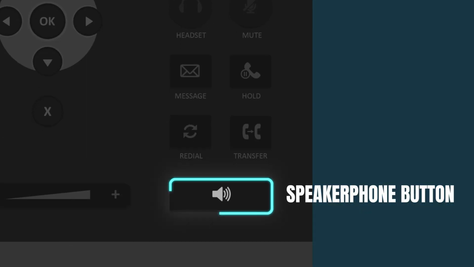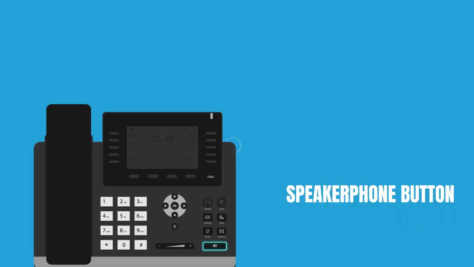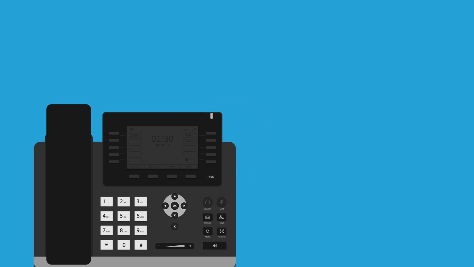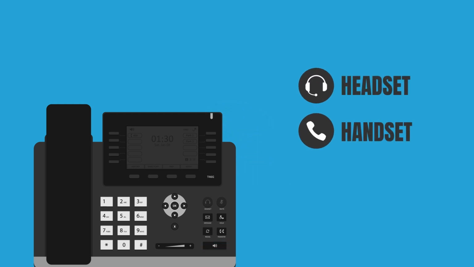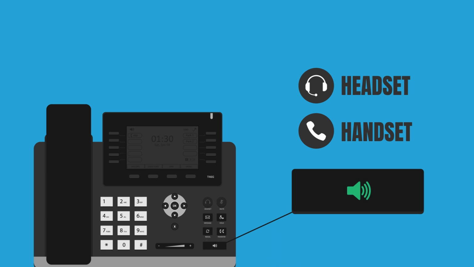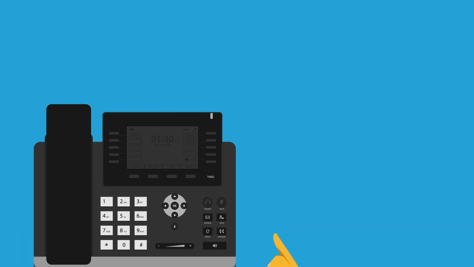If you press the speakerphone button without an active call, you will hear dial tone and will be able to dial out. If you're in a call and using the headset or handset and you press the speakerphone button, you will turn on the speakerphone. If you press the speakerphone button again while the speakerphone is active, you will end the call.